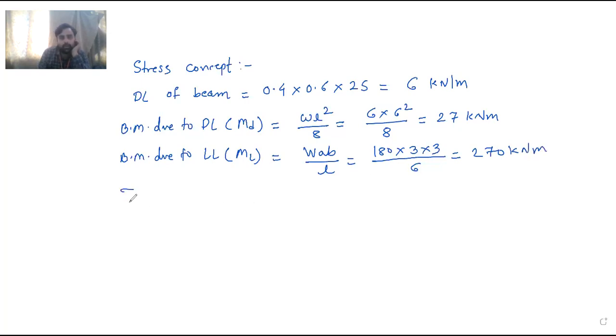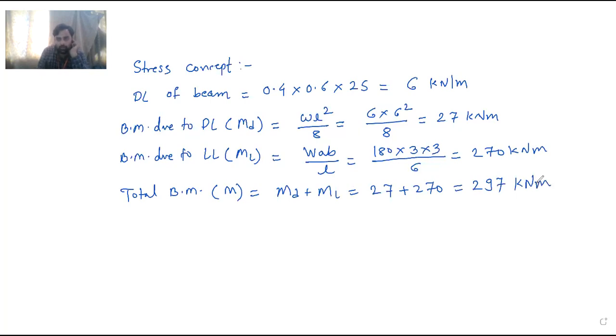So now total bending moment. Total bending moment M is equal to MD dead load plus live load, which is equal to 27 plus 270, which is equal to 297. So it is 297 kilonewton meter. Please check the calculation. 297. Okay.